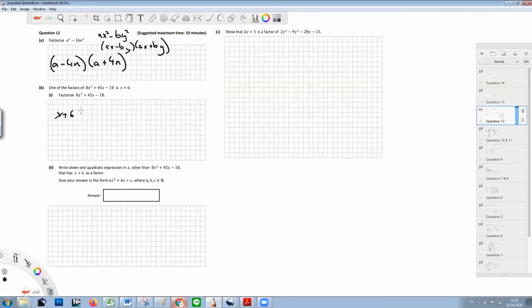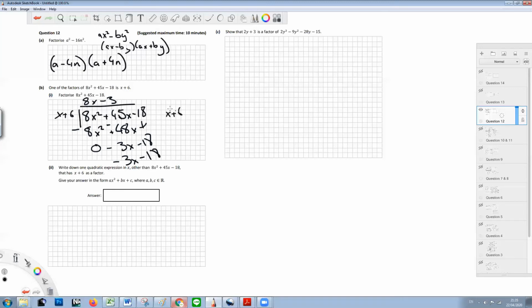So x plus 6 divided into 8x squared plus 45x minus 18. So I'm going to multiply that by 8x. 8x squared plus 48x. So that's going to be a minus. That's going to go to 0. That's going to go to minus 3x. And that minus 18 is going to come down. So it's going to be minus 3x minus 18. So 8x minus 3 is another factor. So the factorizing of it is x plus 6 multiplied by 8x minus 3. And that's the answer done.